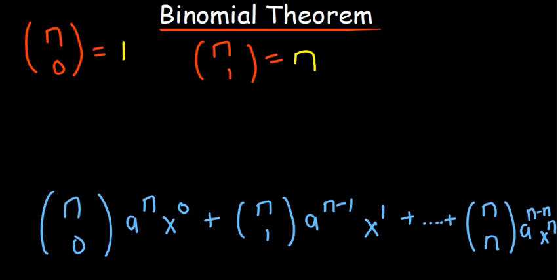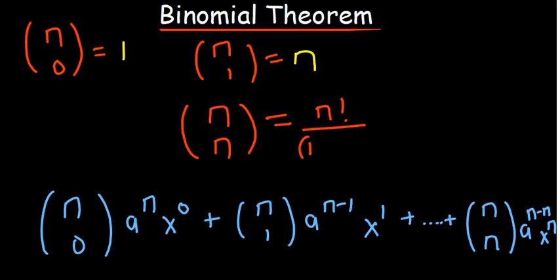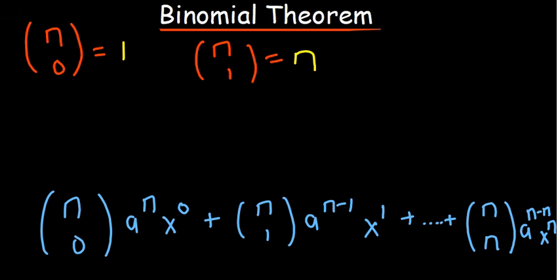And then finally, when you have n choose n, it becomes n factorial over n minus n factorial, which is 0 factorial, and then n factorial itself. So you notice something there: that will always be equal to 1. So n choose 0 and n choose n itself will always be equal to 1.